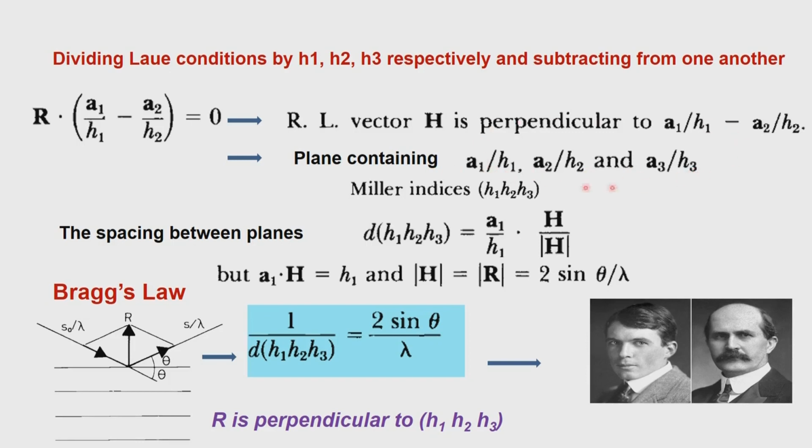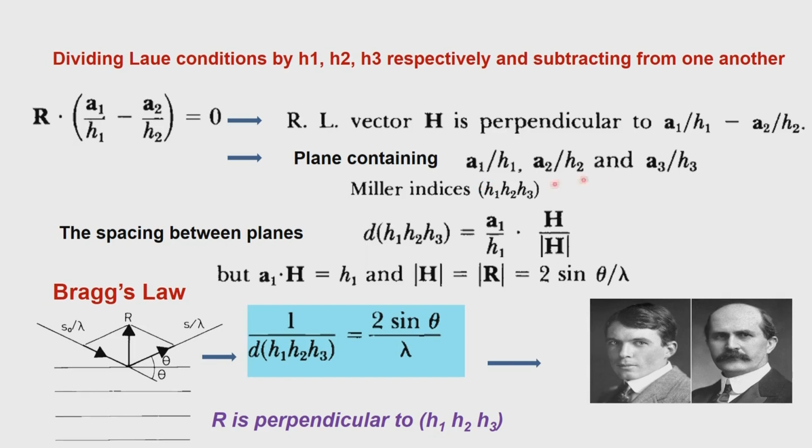H1, H2, H3 are referred to as the Miller indices. We can replace H1, H2, H3 by HKL because most textbooks follow HKL. But the particular textbook I have followed is Jack Dennett's, where this nomenclature has been used.